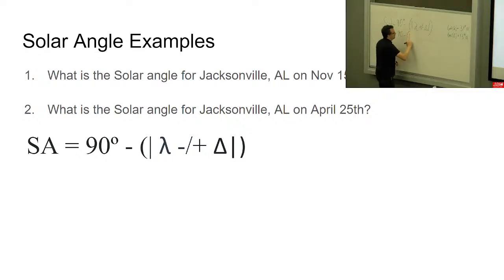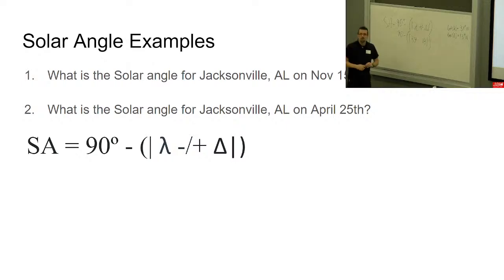90 minus, and let's input what we have. So 34. We won't fill out the plus or minus, we'll talk about that in a minute. And then the delta, the declination, 13. Okay, close it.